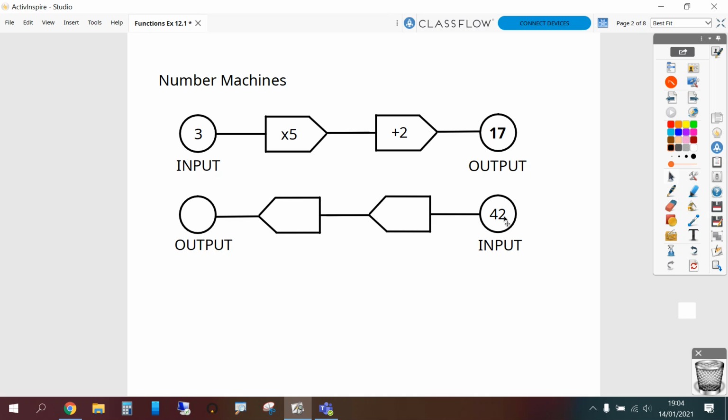So putting in 42 as the input, changing the order and reversing the number machine means that a plus 2 becomes minus 2 and the times 5 becomes divide by 5. So 42 subtract 2 is 40, divide by 5 is 8.